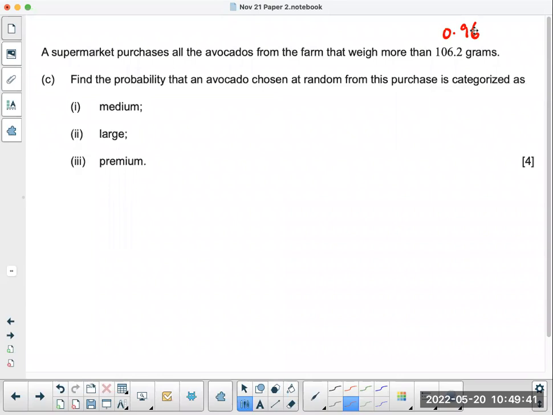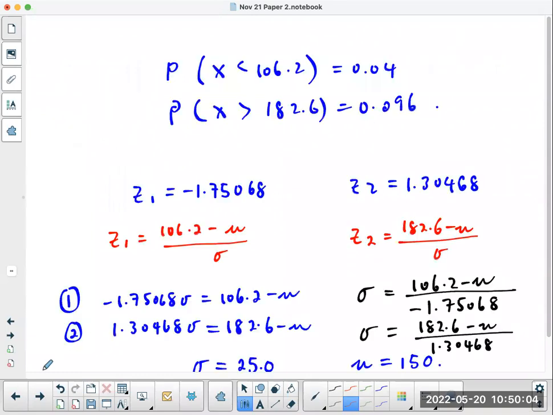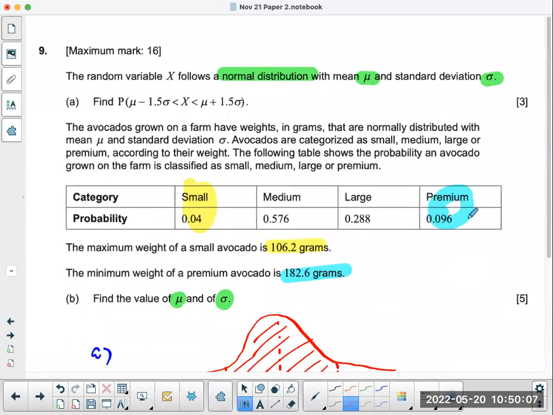C, find the probability that an avocado chosen at random from this purchase is categorized as medium, large, or premium, right? So you have to recognize this. It's actually a conditional probability. Because you're only picking from the ones that are more than 106.2 grams, right? So the condition is you're not picking the small ones. You're picking the other 3. So you're simply just doing the medium divided by 1 minus small, the large divided by 1 minus small, and so on and so forth.